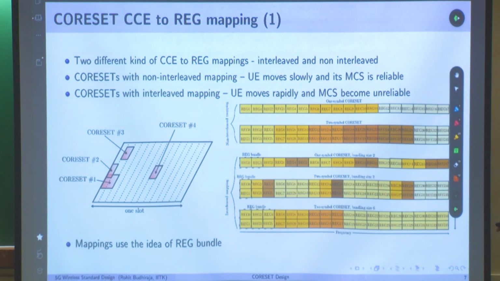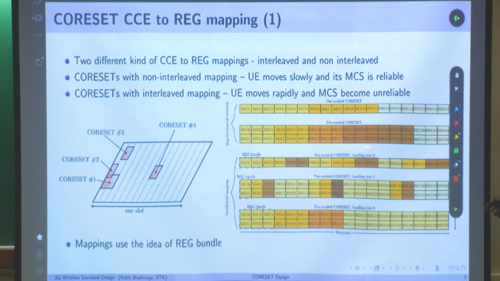So you see this mapping. This again is the Coreset we have shown you. This is a one symbol Coreset, this is a two symbol Coreset. What is this? This is non-interleaved mapping, that's what I am showing you. All of them are contiguous. This is also contiguous. And you look at this REG mapping, what is happening here? Here is one REG, second REG. Look at this, then it is coming over here. The same color coding indicates that it is part of the same CCE.